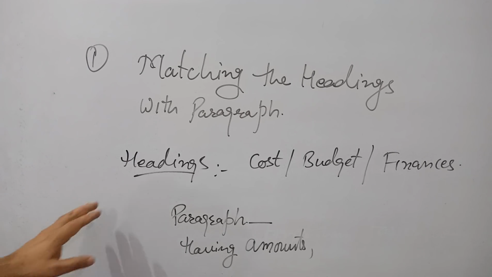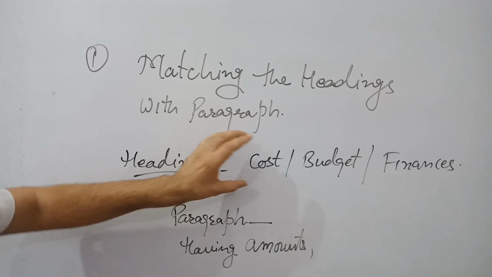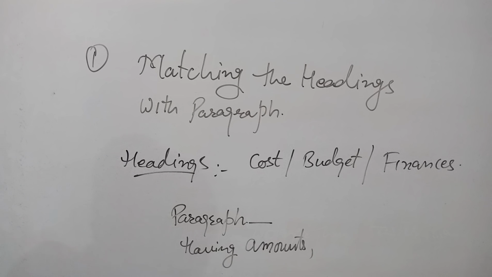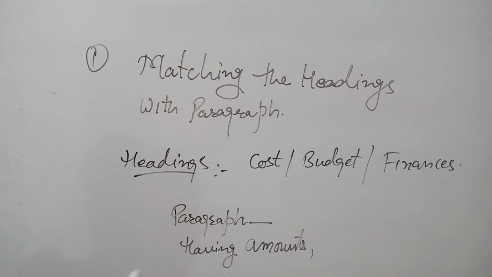And if you have a heading where there is a word like cost, budget or finances, such kind of headings usually get matched with paragraphs which have lots of figures like dollars, billions, trillions, or data related to money. So you can directly go to that paragraph and have some short reading and match that with the given headings.